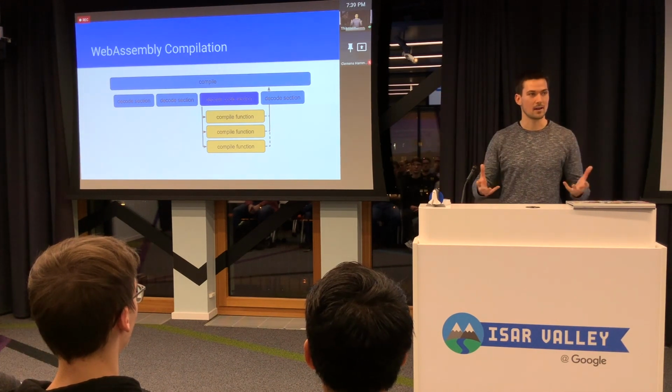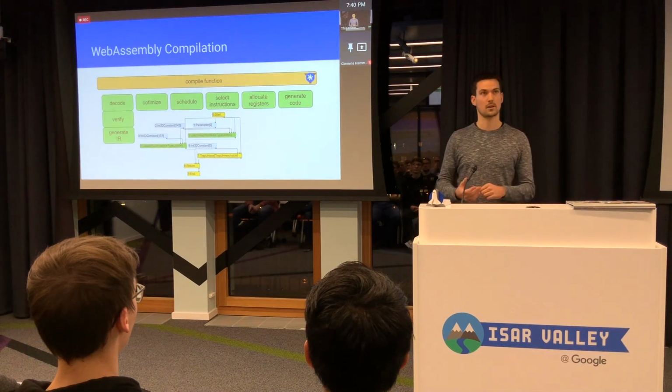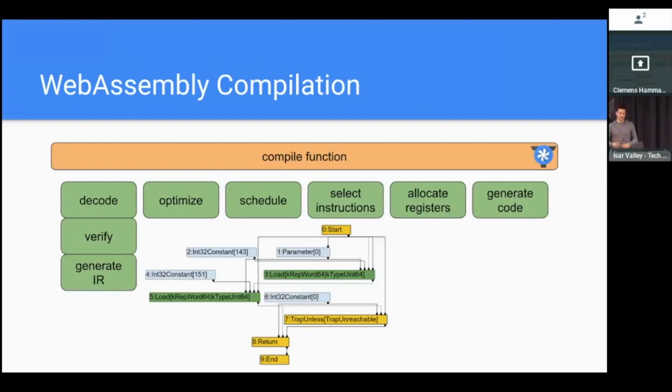Of course, the heaviest operation in here is compiling the actual function. If we look into this, if we compile a function with the TurboFan compiler, which is the optimizing compiler in V8, then there are a lot of different phases. Again, time goes to the right. It starts with decoding the actual function body.